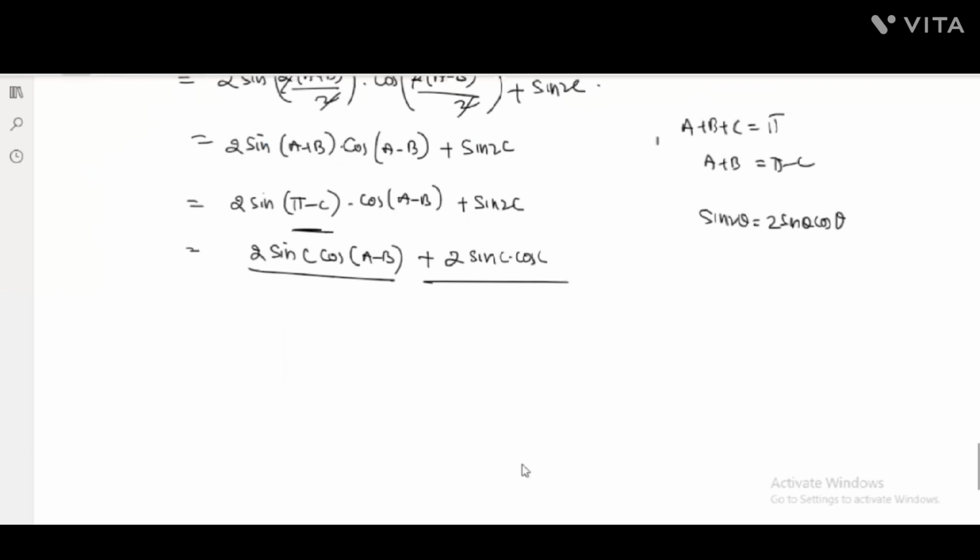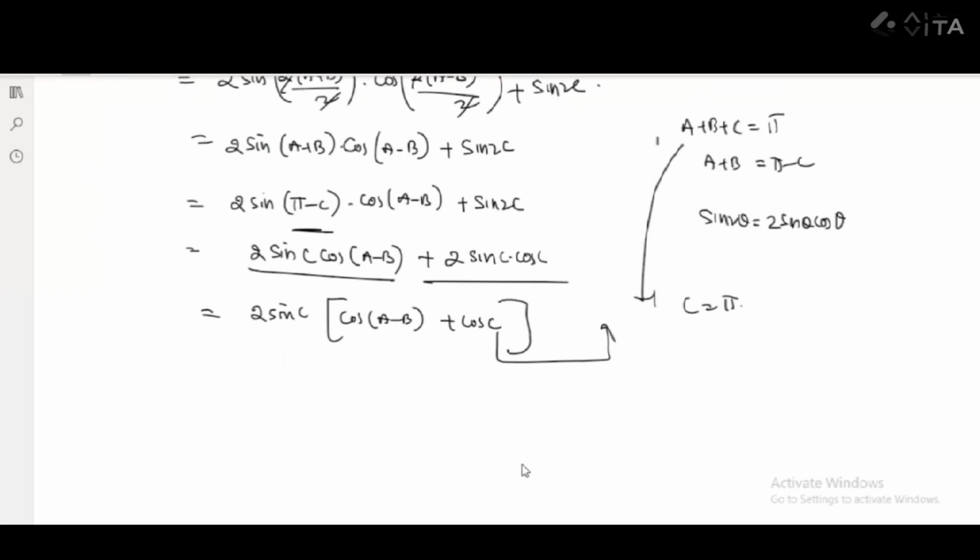From these two, we will take 2 sin C common. So if I take 2 sin C common from these two, I'll get cos(A minus B) plus cos C. Again, this C, we can write from here, C is equal to pi minus (A plus B). So we'll get 2 sin C into cos of (A minus B) plus cos of pi minus (A plus B).